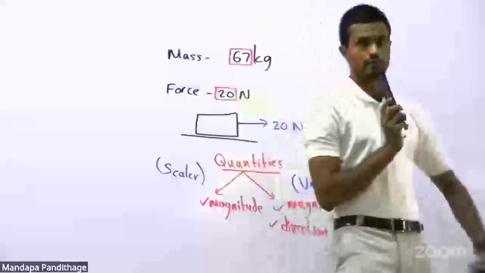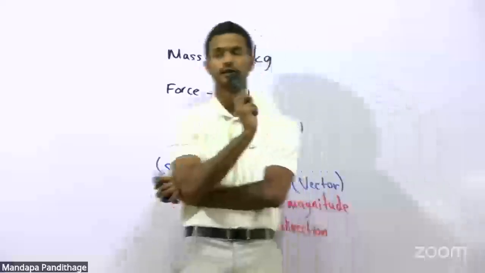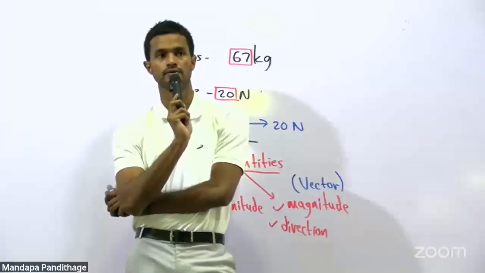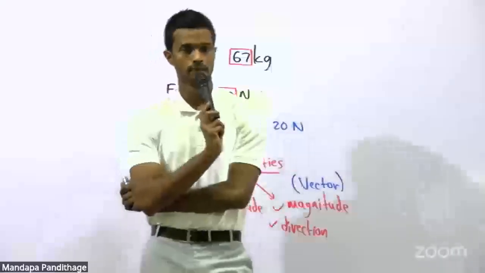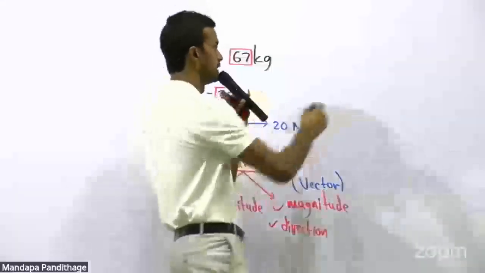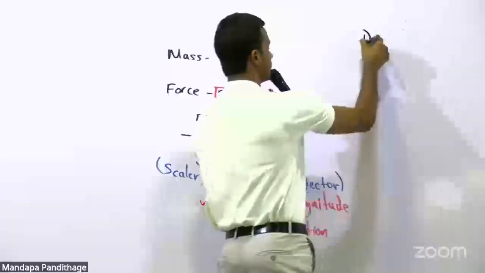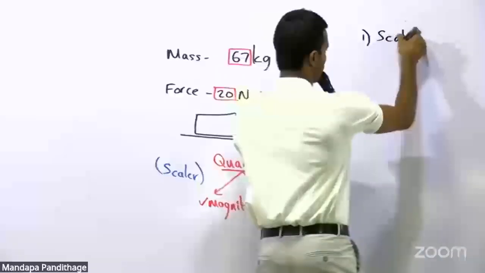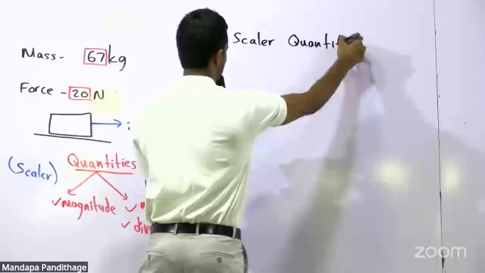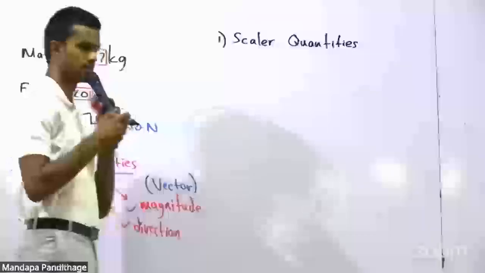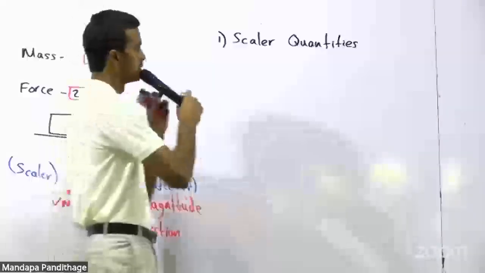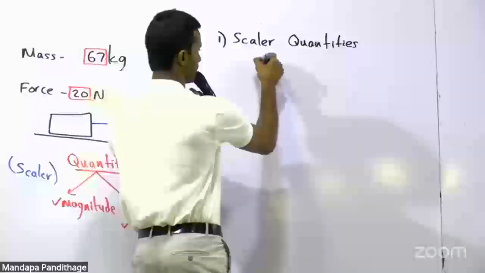There are two types of quantities. Okay, under that, write the first one using a black pen. Number one, scalar quantities. And under that, put a dash and write it this way.